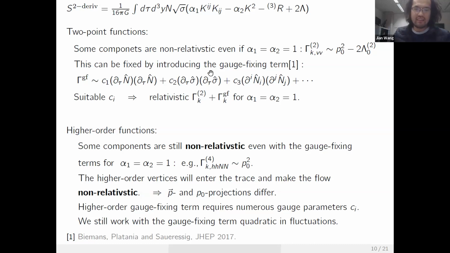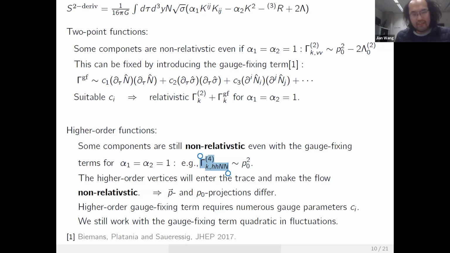But the question is that the gauge fixing method only contains a gauge fixing term quadratic in the fluctuation, so it will not contribute to the higher order functions. If we look at the higher order ones, for example the 4-point functions, we will see that even for this case, where we set those two couplings to be 1, the 4-point functions are still non-relativistic.